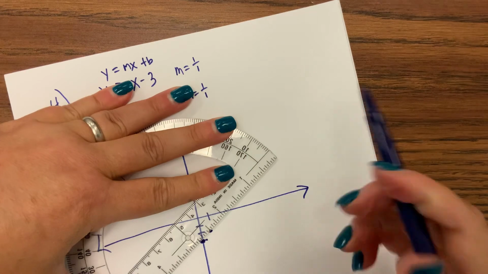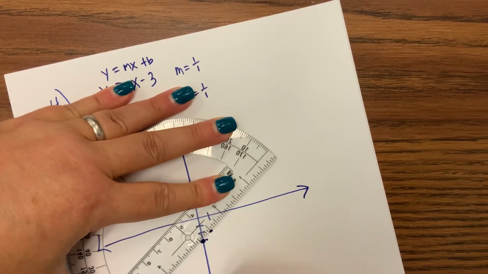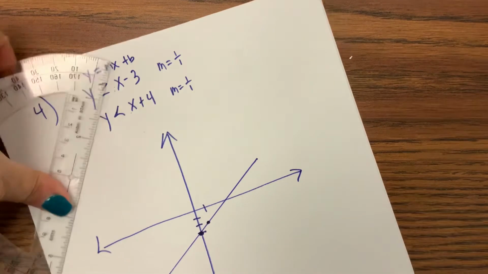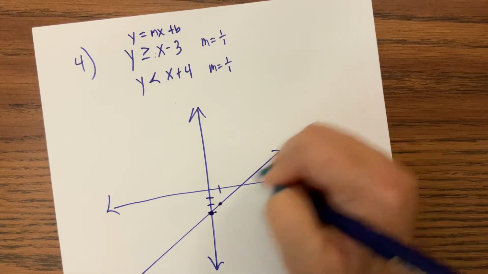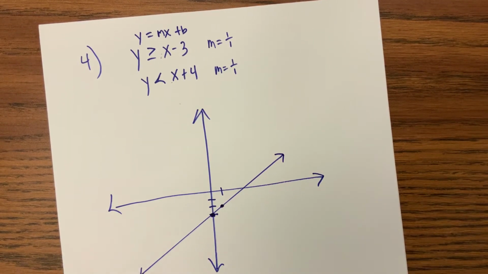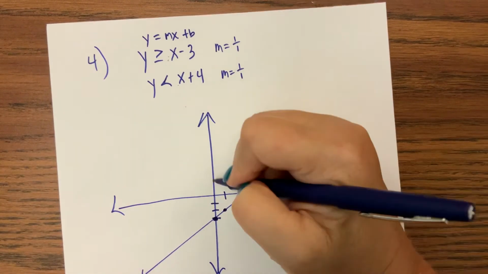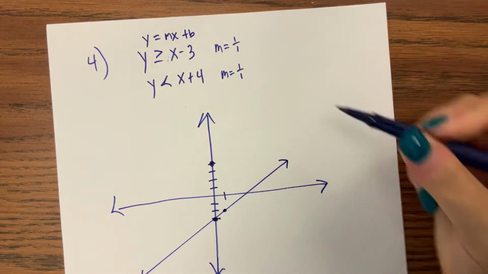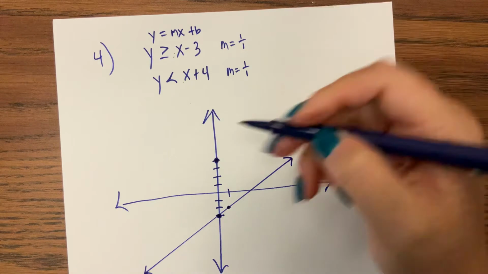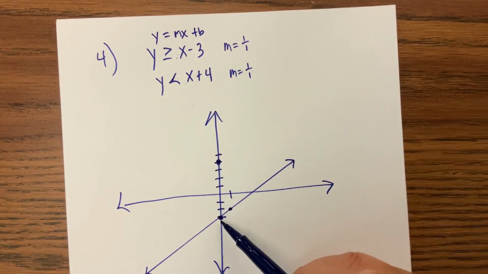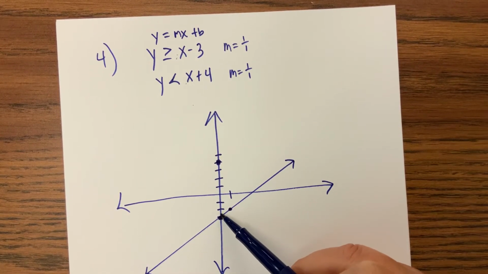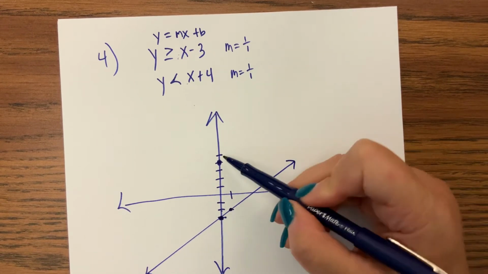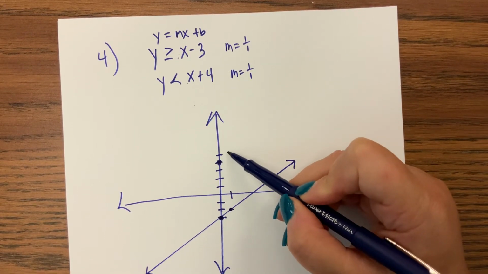So when I draw this graph, it's a solid line. Then my next line is at 4 for my y-intercept. So I'm going to go to 4, 1, 2, 3, 4. That's my first point. Then my slope is 1/1 again. So from that point, if you didn't notice what I did here, I went up 1/1. That's your slope. So you're going to do the same thing here, up 1/1.